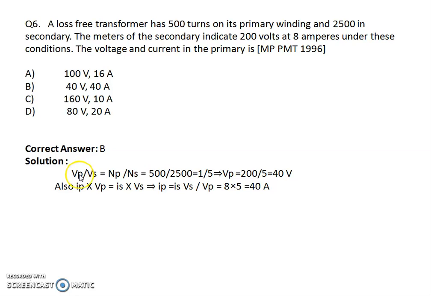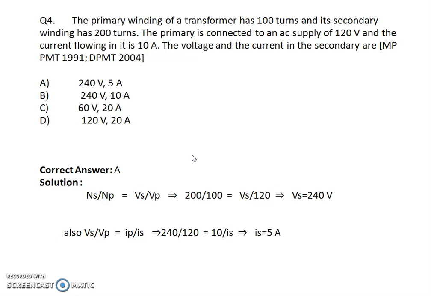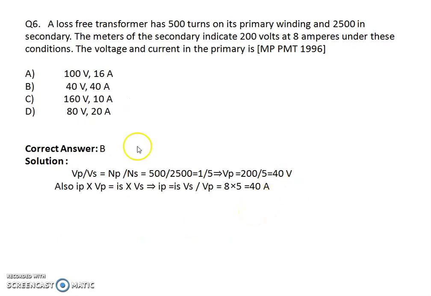So again, by using the transformation ratio, that is VP upon VS is equal to NP upon NS. So 500 divided by 2500 will be equal to 1/5. So my VP will be equal to 200 divided by 5, that is 40. If you look at the options A, B, C, D, there is only one option, B, which has the voltage as 40 volt, while for the rest of the options there is no voltage as 40 volt, which we have calculated. So there is no need to calculate the value of current. Obviously this is the correct answer, which is B.